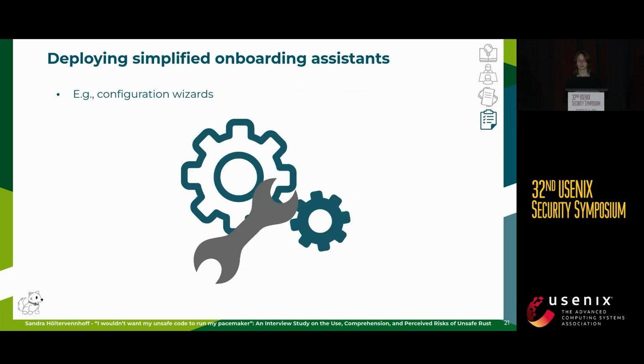Secondly, as the configuration of some security tools for Rust was reported to be cumbersome by some of our participants, we recommend to deploy simplified onboarding assistance like configuration wizards to make it as easy as possible to use those tools, especially as previous work found that security is often only a secondary concern for developers.